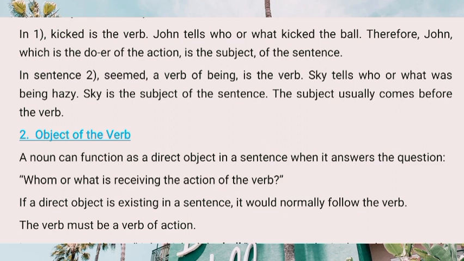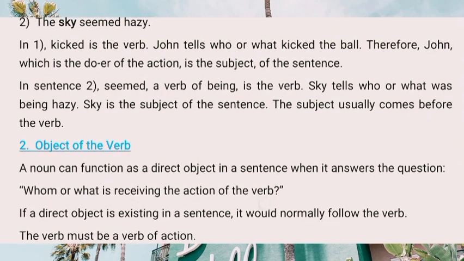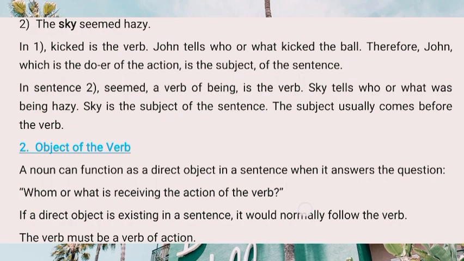So the second function of a noun, I beg your pardon, the second function of a noun in a sentence is that of object. Yes, noun perform the function of the object in a sentence. A noun can function as direct object in a sentence when it answers the following question: whom or what is receiving the action of the verb.